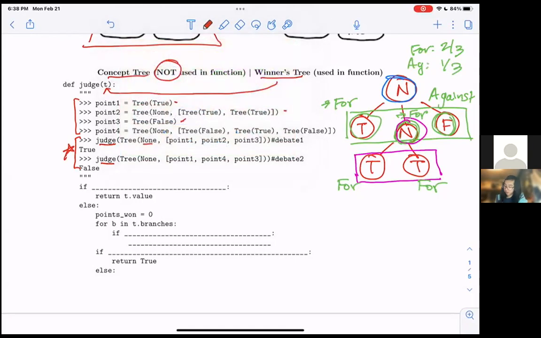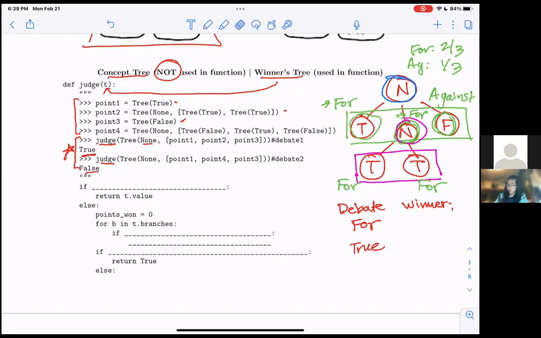So I'll just make a note of this. Debate winner is the for side. And since the problem says that if the for side wins, we should return true, then the judge function should return true. And indeed, this is the case, since true is what we want judge to return based on the doctest. Okay, so now let's go over the second doctest.